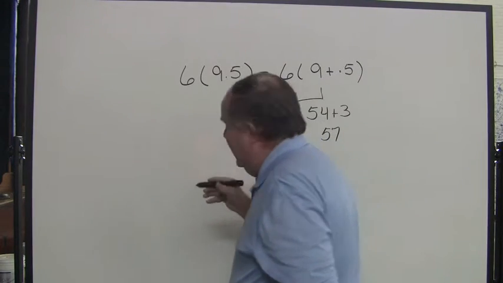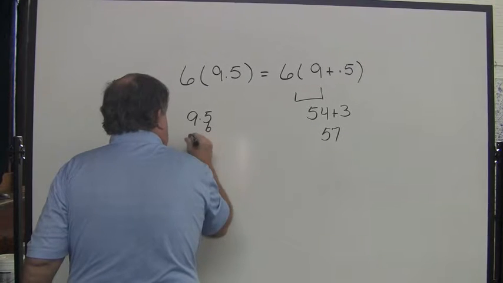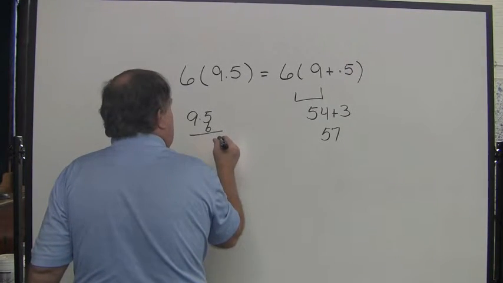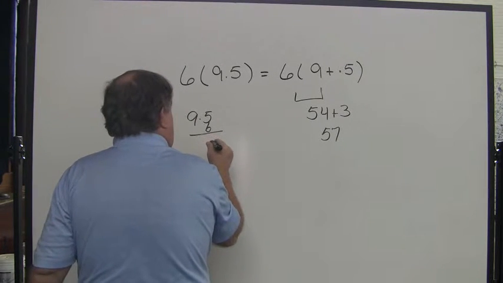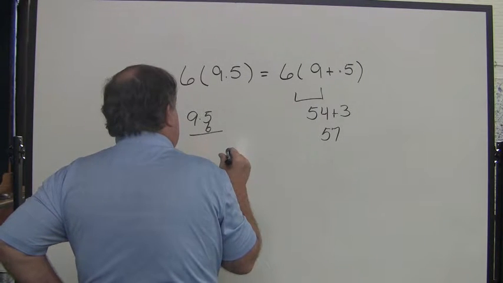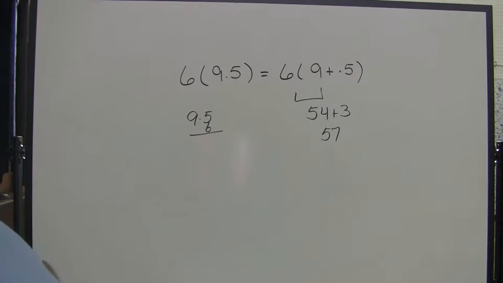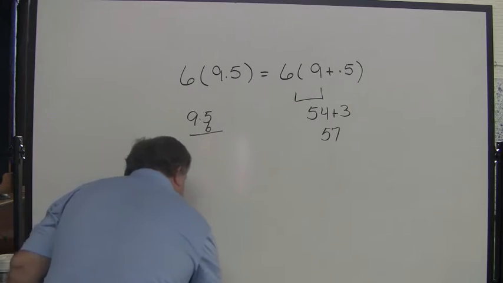And we would get the same answer if I took 9.5 and multiplied it by 6. 54 and 3 is 57. Okay. Now, here's where it becomes very interesting. Very interesting indeed. What if I had a tremendously large number?